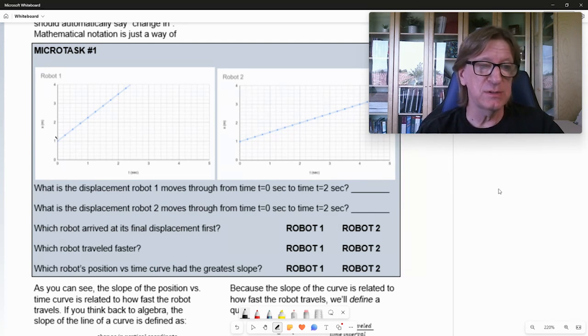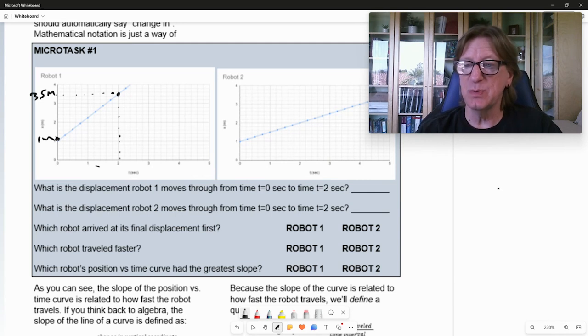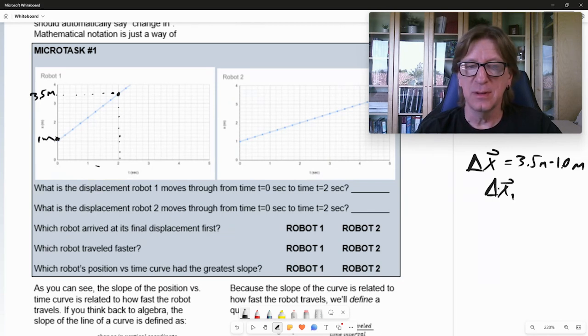So t equals 0 is right here. So that's my starting point, and that's at 1 meter. t equals 2 is right here. So I go up, see where it hits, and then I come across. And that's about 3.5 meters. Displacement, remember, is the difference between my start and my finish. So my displacement then is going to equal 3.5 meters minus 1.0 meters. And so my displacement for robot one is going to be simply 2.5 meters, but it's positive because he's moving forward.